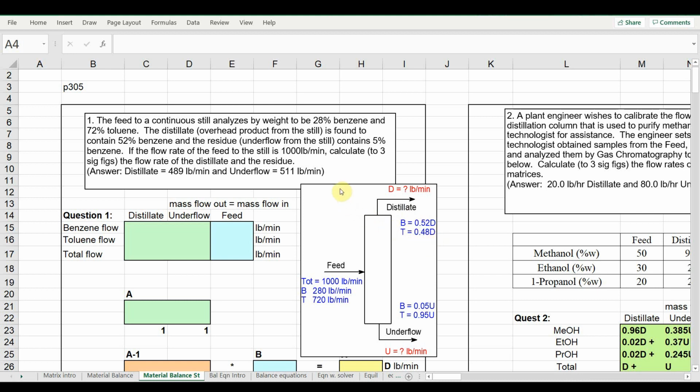For the underflow, we're told that it's 5% benzene, and that's all we're told. So the underflow is represented by the letter U. 5% of that is benzene. We'll write it as a decimal. The flow rate of benzene in the underflow will be 5% of U, or 0.05 U, and the flow rate of toluene in the underflow is the other 95%, and that's 0.95 times U. We now have enough information to solve the problem.